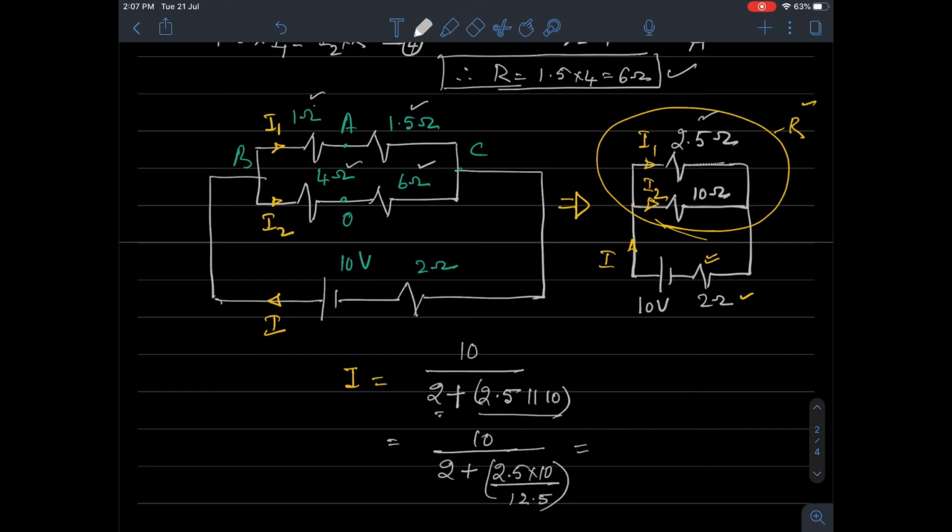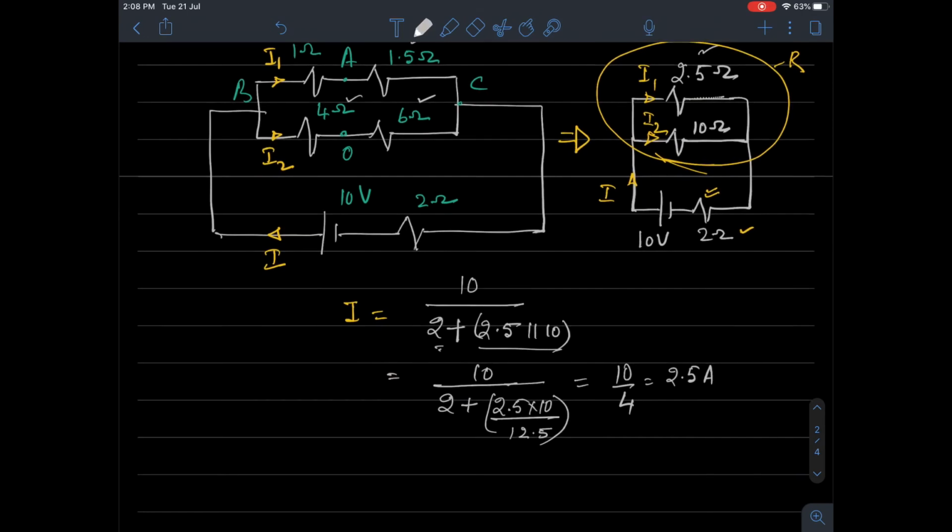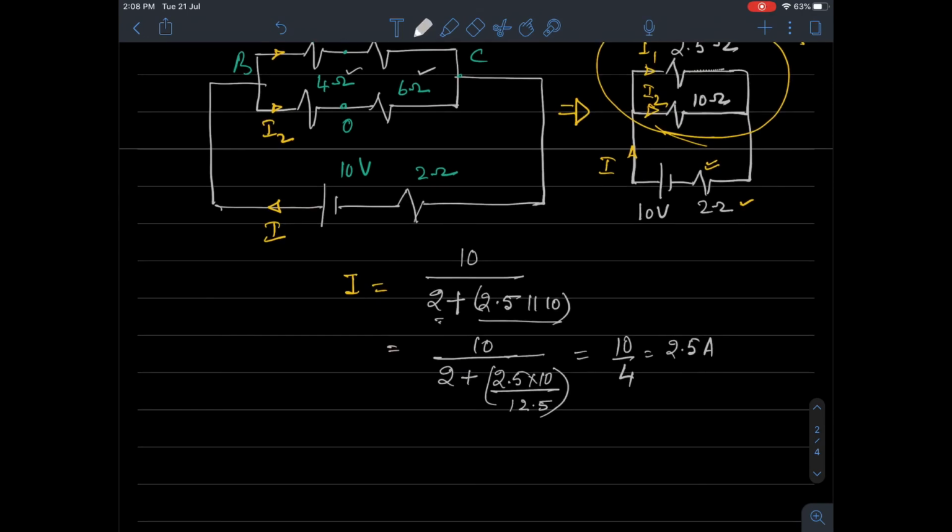Okay, so how much is this value? You compute this. 10 divided by, this is 2.5 into 10 divided by 12.5, which will come out to be 2. The 2 plus 2 is 4. This is 10 by 4 or 5 by 2. 10 divided by 4 will make it 2.5 ampere. This is my total current I. I suppose this is a simple computation of Ohm's law. I need not elaborately tell. Okay, this is my 2.5.